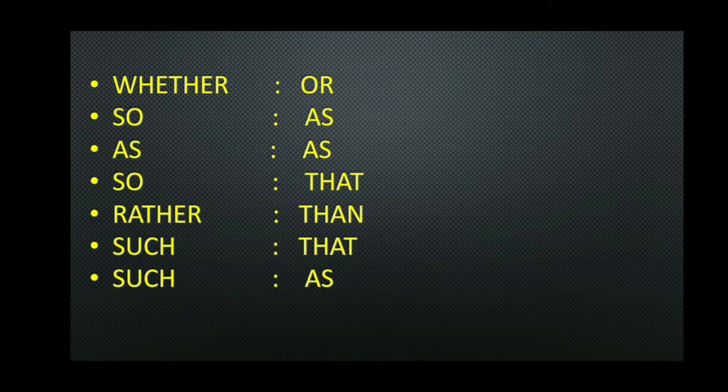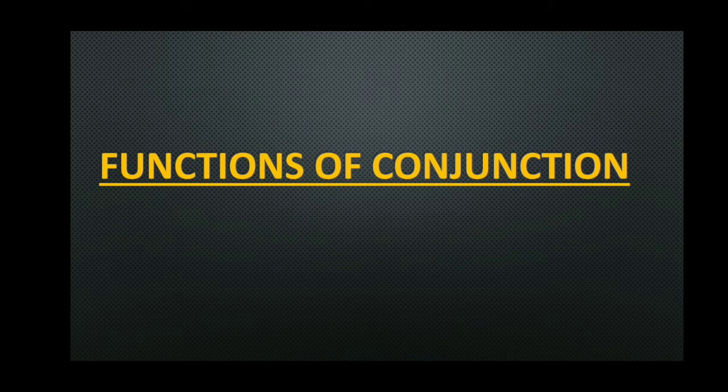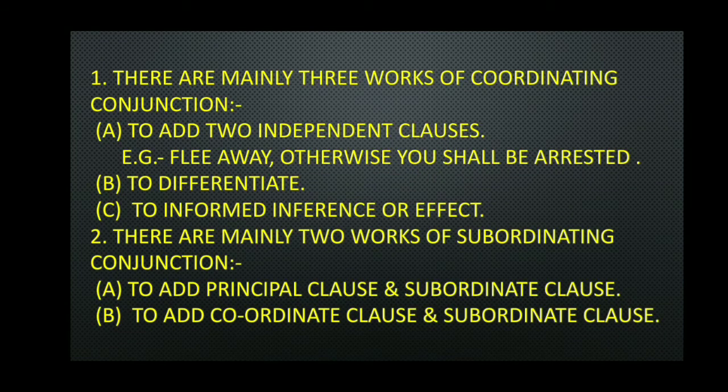So all this shows the coordinating conjunctions, subordinating conjunctions and correlative conjunctions. Now we move to the functions of conjunctions. So what are the functions of conjunctions? There are mainly two functions of conjunctions. First, there are mainly three works of coordinating conjunctions. So what are the three works?